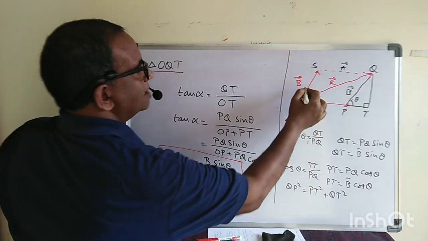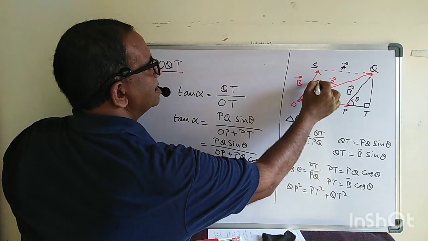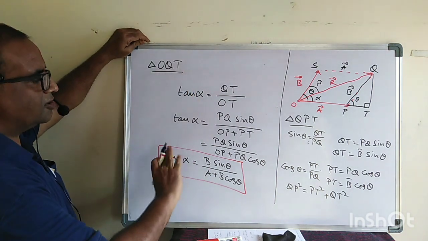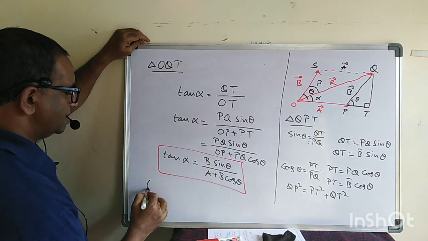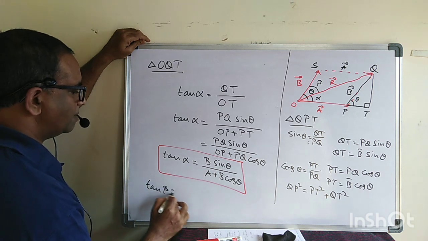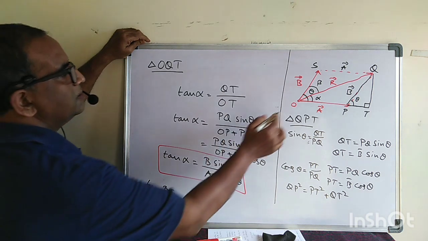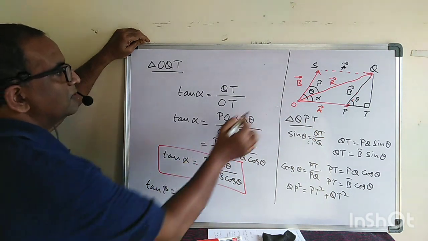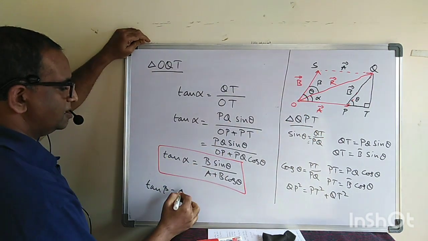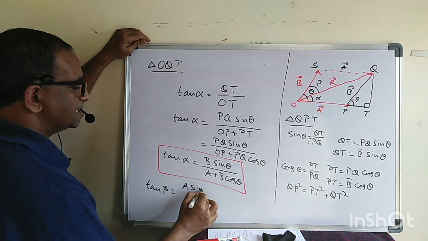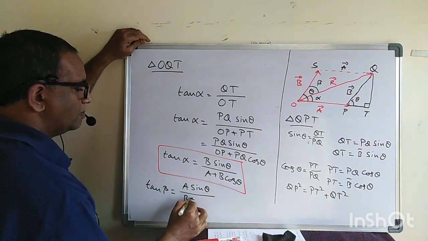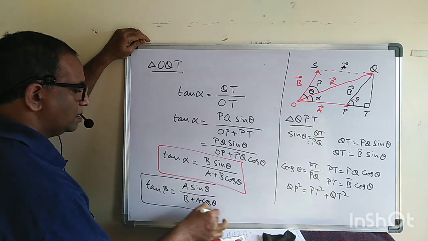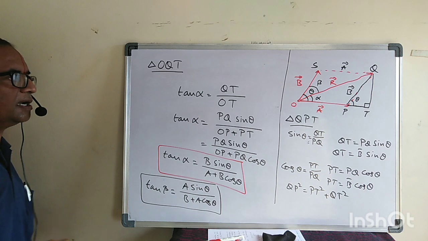Now sometimes they may ask another question: what is the angle made by the resultant with B? Instead of doing all these things, you can write it almost directly. What is tan beta here? When it was making angle alpha with A, we got B. Now that it is making the angle with B, you will get A. Therefore, tan beta equals A sin theta by B plus A cos theta. Are you following what I am saying here?